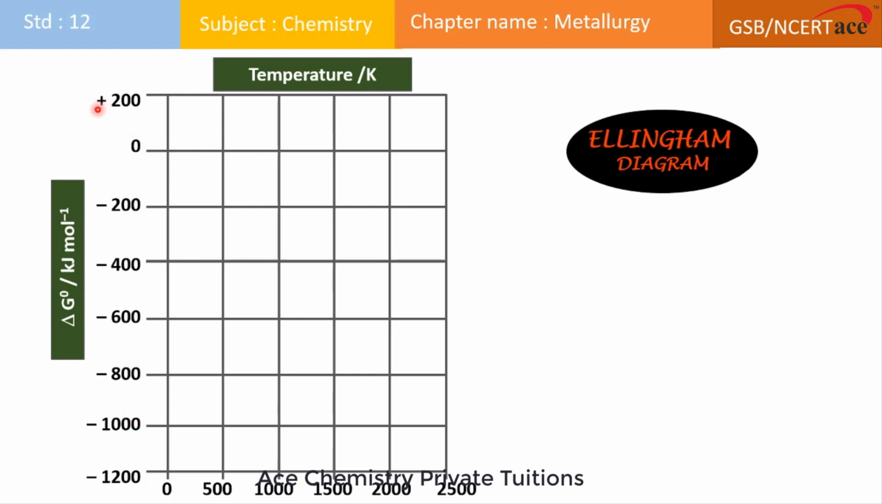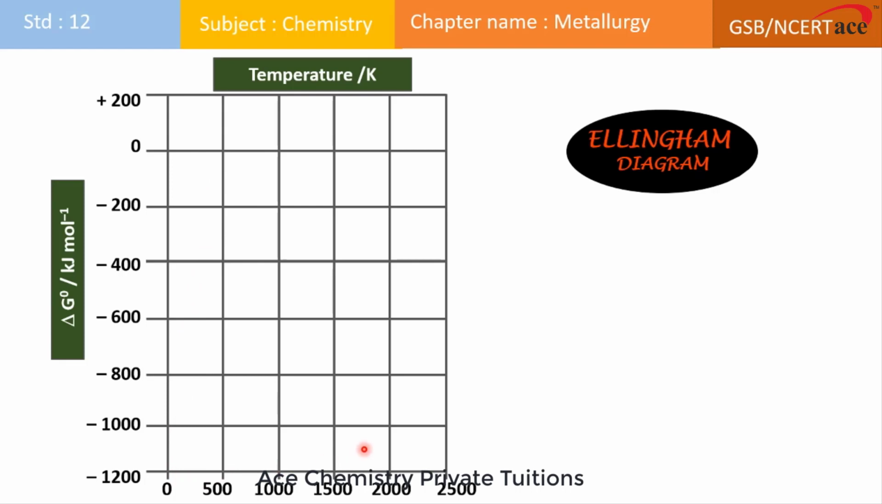From thermodynamics, as we have just discussed, if the delta G value is negative, the reaction should be taken as spontaneous. If it is 0, then the reaction will be at equilibrium. And if it is positive, it means the reaction is non-spontaneous and non-feasible.